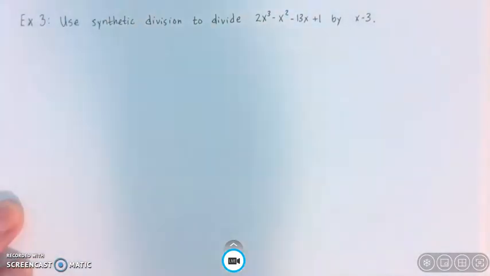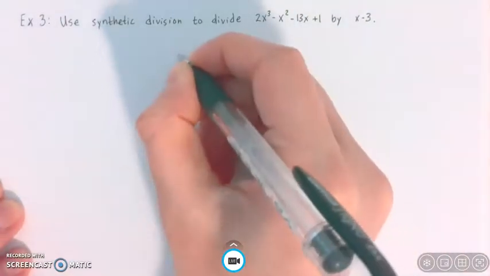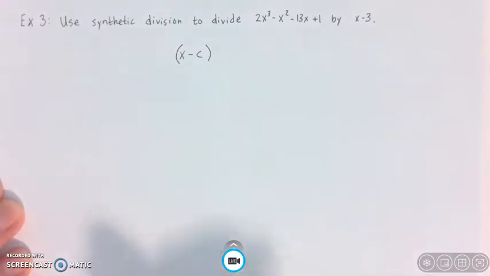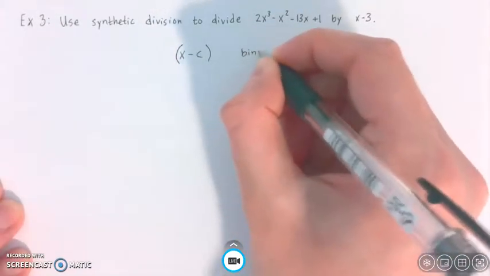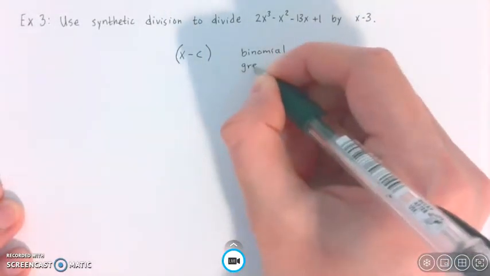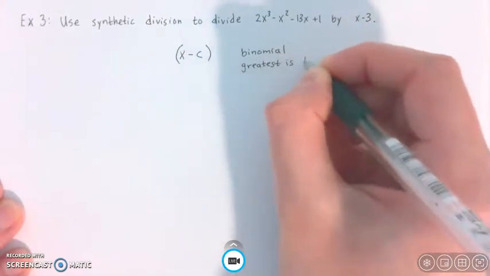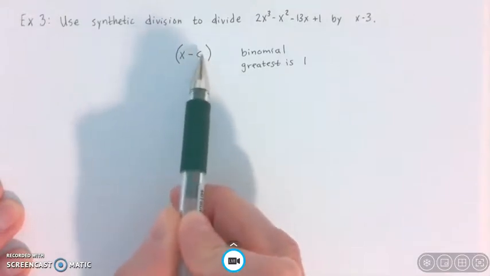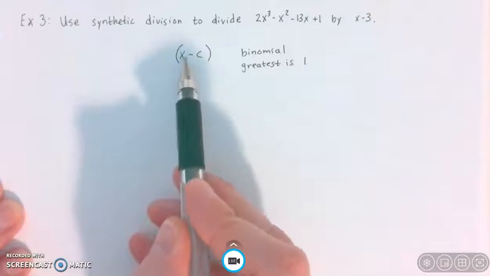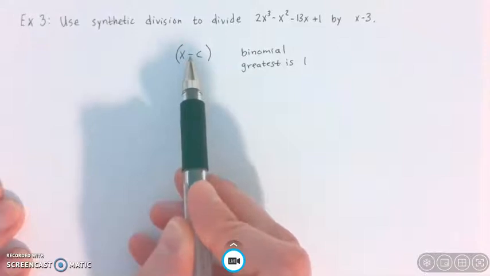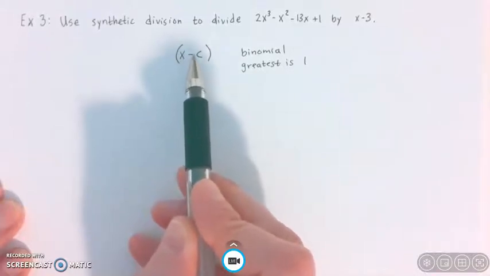So the only times that you can use synthetic division are when you are dividing by something that looks like this. So notice a couple things. It's a binomial that we're dividing by, where the greatest exponent is 1. All right, so it must be a binomial. This c represents a constant, so any number. This could be x minus 1, x minus 2, x plus 3. It doesn't have to be minus, because minus can be rewritten as x plus a negative number.